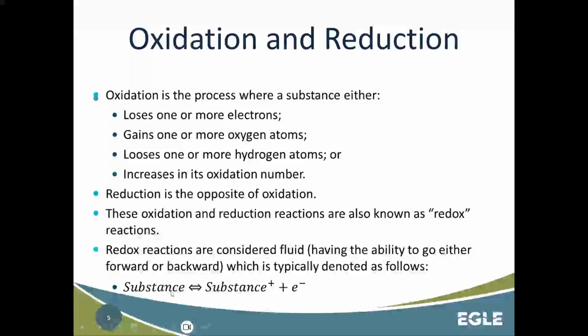This is summarized in the concept down here. You have a substance, and you could even have multiple substances. There's a whole chemical reaction going on. You have this two-sided arrow here, which means essentially that the reaction can go one way or the other, depending on the conditions.